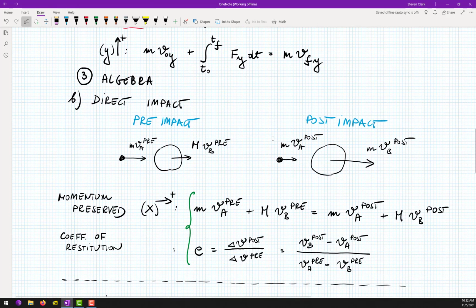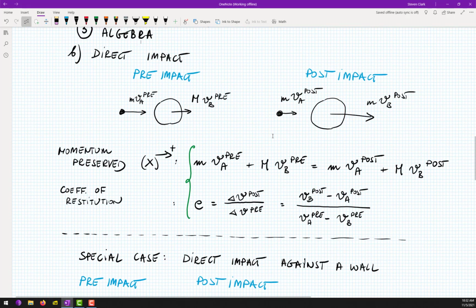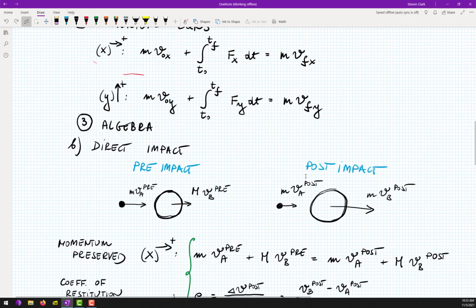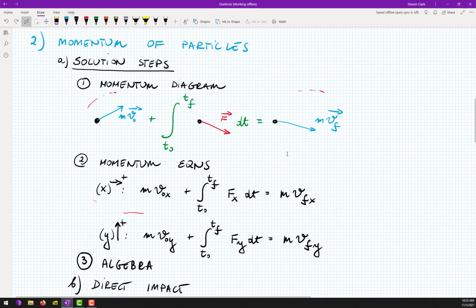Okay, then direct impact. So what do we have in here? We have two particles, little guy and big guy. Pre-impact, the little guy is chasing the big guy, and after the impact, the big guy has to have larger velocity than the smaller guy, yes? Otherwise, it doesn't make any sense. So in direct impact, momentum is preserved. Okay, so if I scroll up the board, this is 0. This is 0 in direct impact.